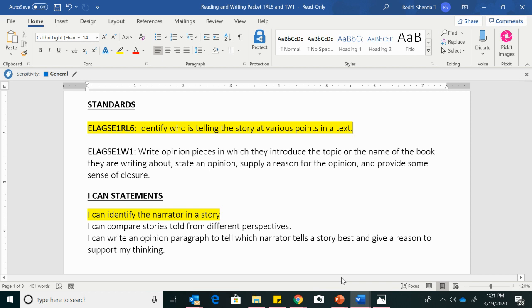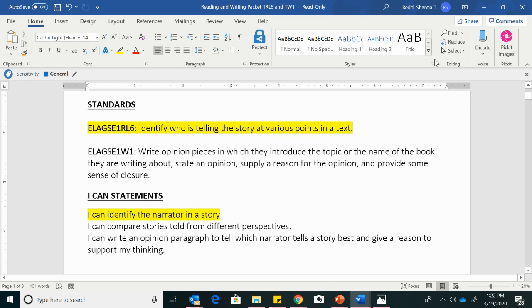So, on Monday, we went over the types of narrators, character narrators and author narrators, and we also answered our text dependent questions on the Three Little Pigs. Today, we have the same standard. We are still identifying who is telling the story at various points in a text. By the end of this lesson, you should be able to identify the narrator in a story, which is also our I can statement. I can identify the narrator in a story.